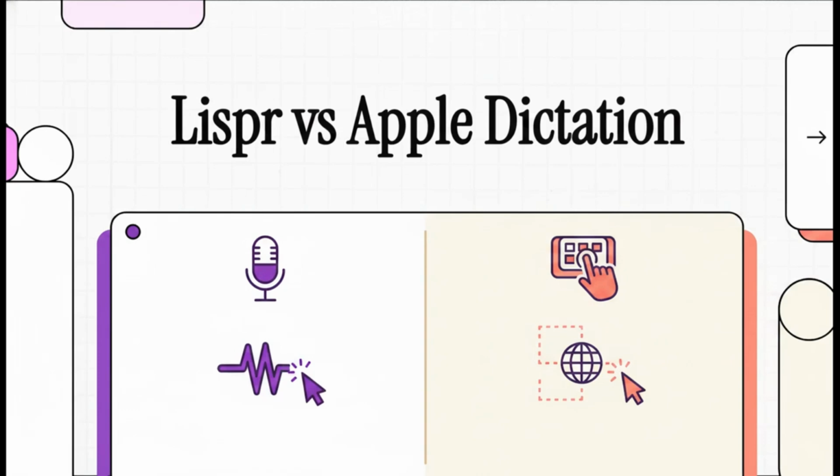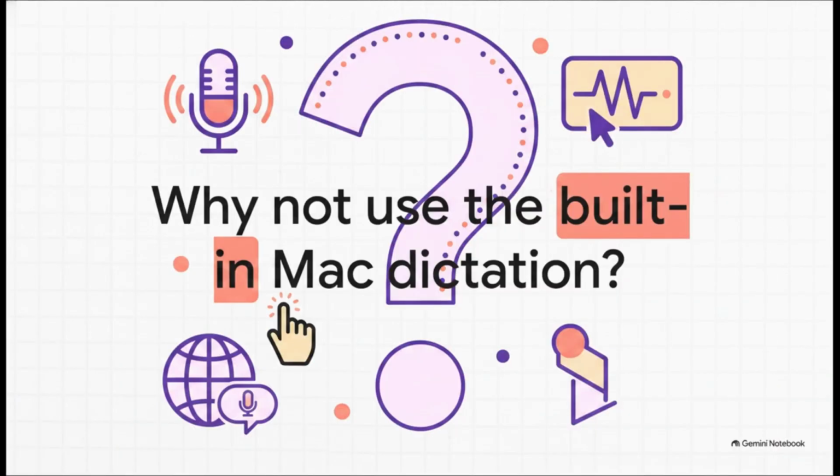Welcome to the Explainer. Today, we're looking at something almost anyone who uses a Mac has thought about at least once: getting your computer to just type exactly what you say. Specifically, we're going to walk through a completely honest, impartial comparison between the built-in macOS Dictation and a newer, dedicated tool called Lispr.